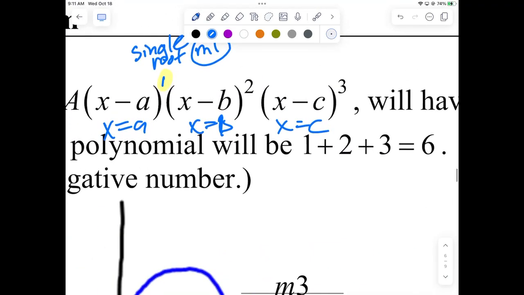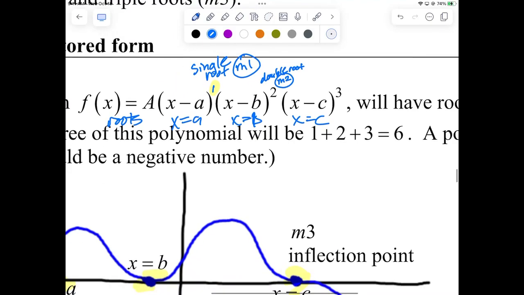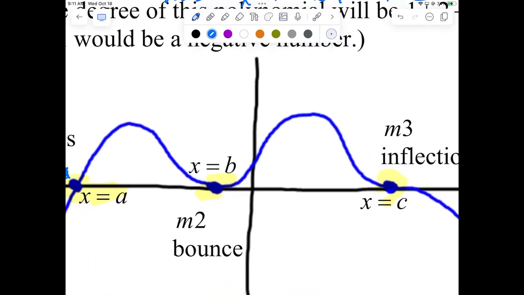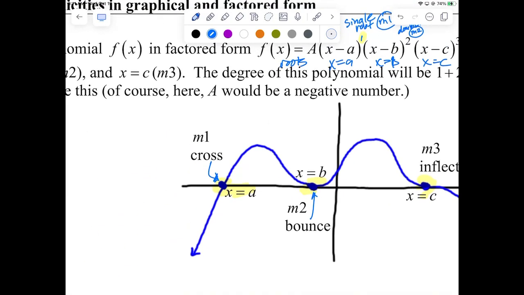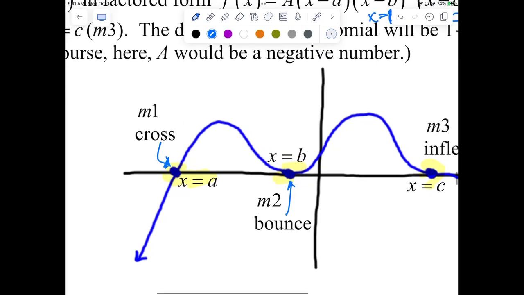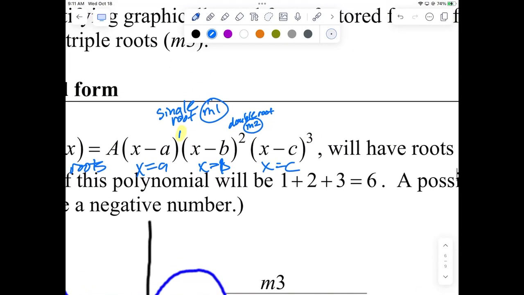If you have a double factor, or a factor squared, we call that a double root, which we say has a multiplicity of 2, M2. That means it occurs twice. Guess what those look like graphically? They bounce, just like what your graph of x squared does. That's your parent function, x squared. 0 is a double root, and it bounces right there on the x-axis. So single roots cross, the exponent is 1. Double roots, the exponent is 2. Those are bounces.